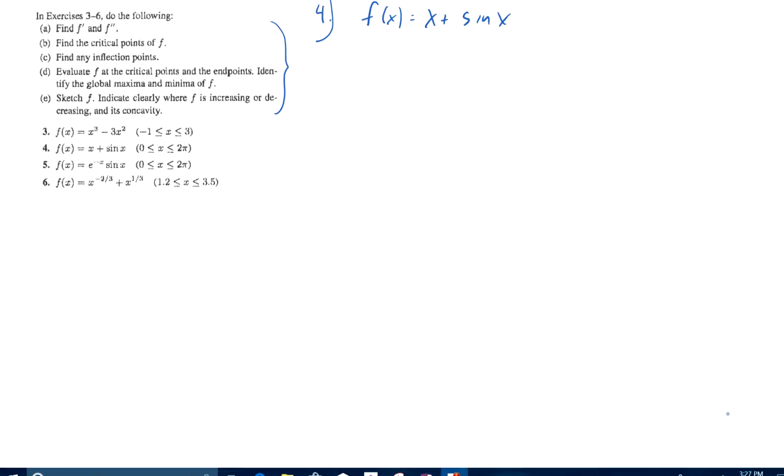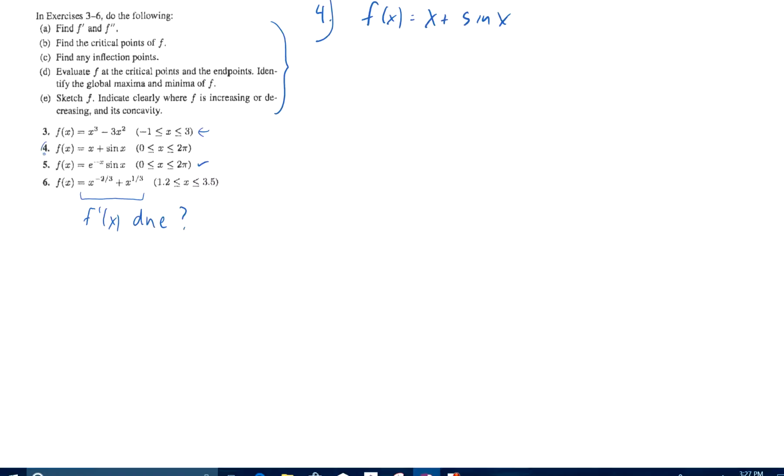All right, here we go. I asked you to do 3 through 6. We did number 5 in class. And so I think 3 is really straightforward. And 6, the only issue you're going to have with that is when you take derivatives of this, you're going to get negative exponents, so you're going to get x's in the denominators. So you have to consider where f prime of x doesn't exist.